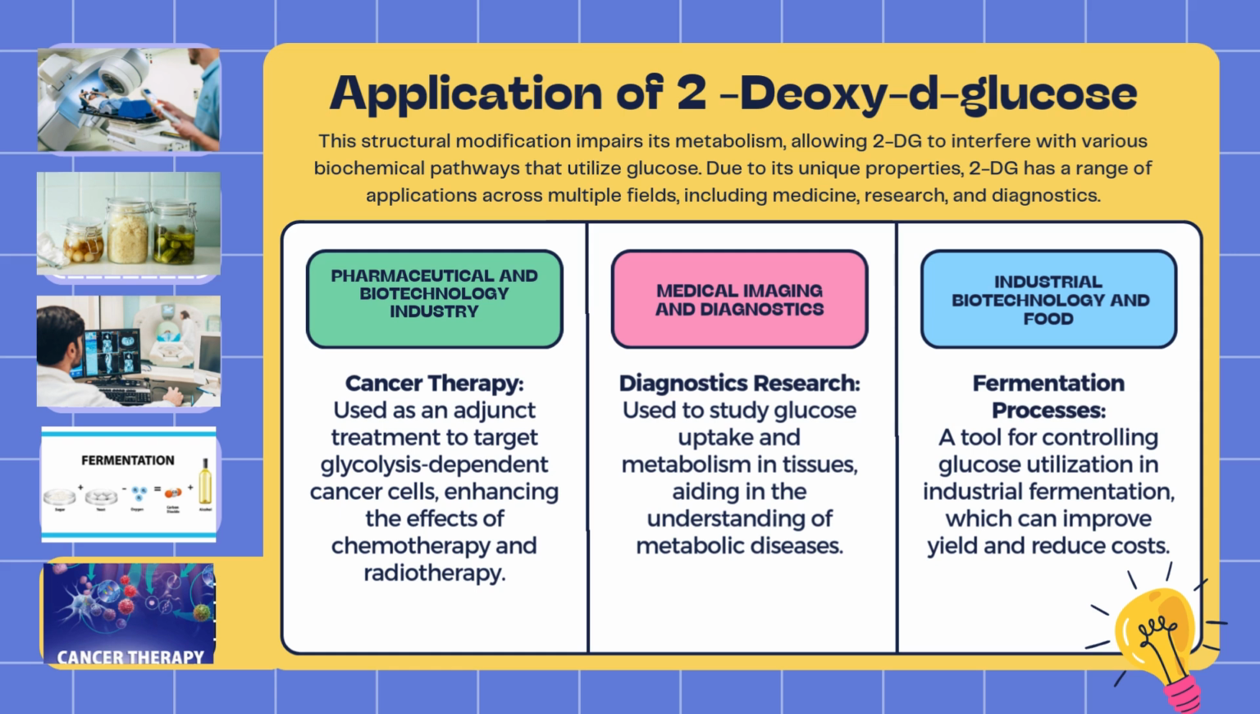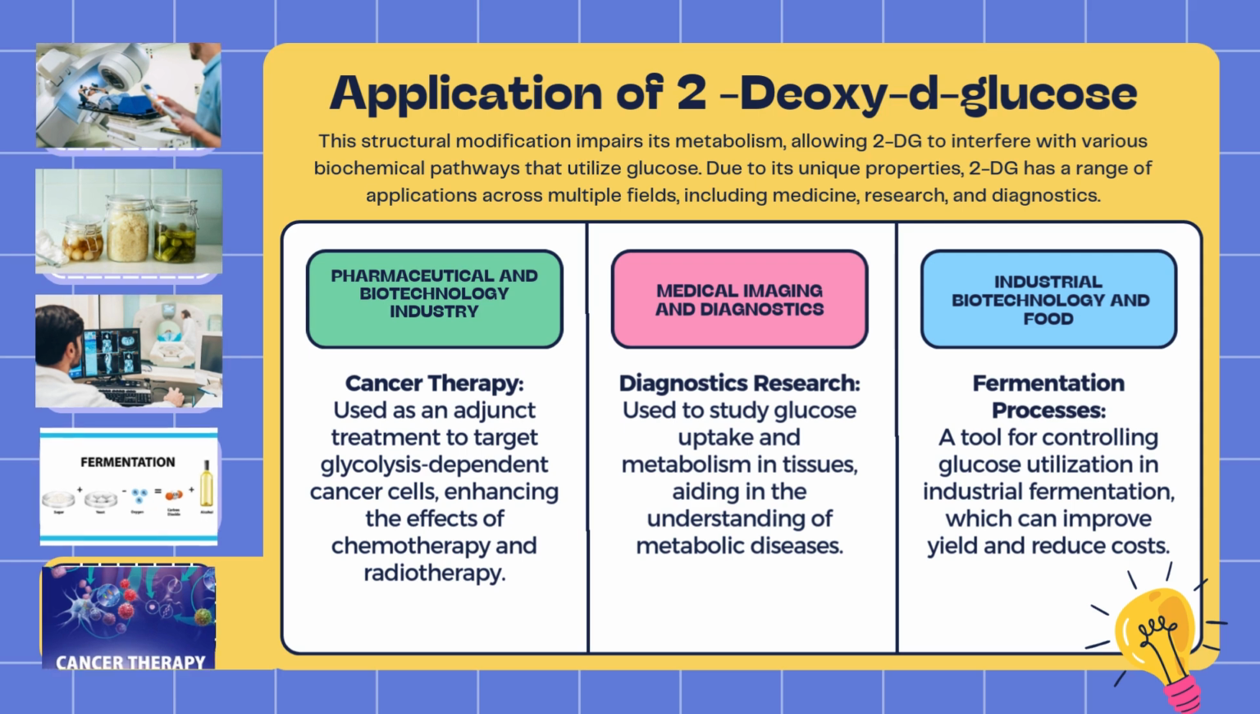For the second application, medical imaging and diagnostic research, used to study glucose uptake and metabolism in tissue, aiding in the understanding of metabolic disease. For the third application, industrial biotechnology and food. For the fermentation process, a tool for controlling glucose utilization in industrial fermentation, which can improve yield and reduce costs.